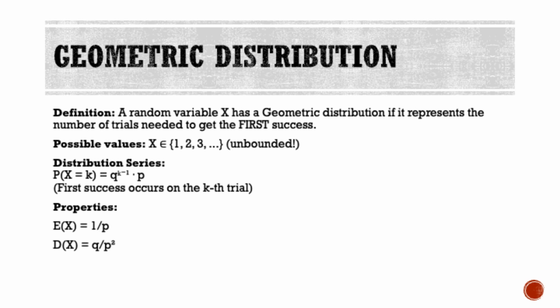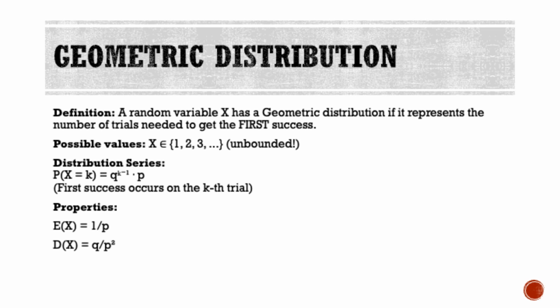Now let's look at the formula. The probability that the first success occurs on the kth trial is q to the power of k minus 1 times p. Here's why. For the first success to occur on the kth trial, we must have k minus 1 failures first, and then a success on the kth trial. Each failure has probability q, and the success has probability p. Since the trials are independent, we multiply these probabilities together. The q to the k minus 1 part accounts for all the failures before the success, and the p accounts for the final success.